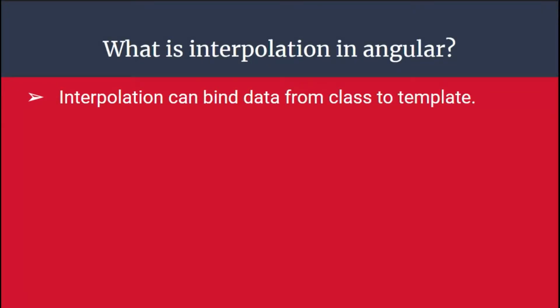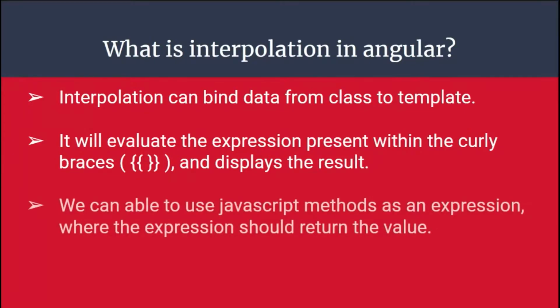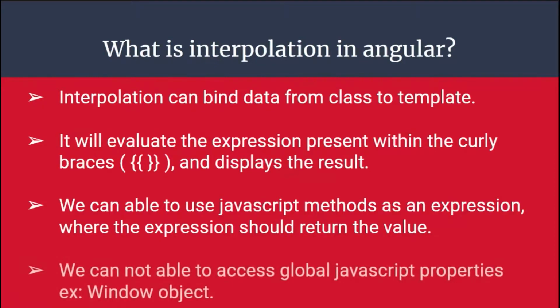Interpolation can bind data from the class to the template of the class. Interpolation will evaluate the expression within the curly braces and display the result in the browser. We can also use a JavaScript method as an expression, where the JavaScript method should return a value. It has a limitation on accessing global properties in JavaScript. For example, we cannot access the window object in curly braces. If we try to access the window object, it will throw an error.